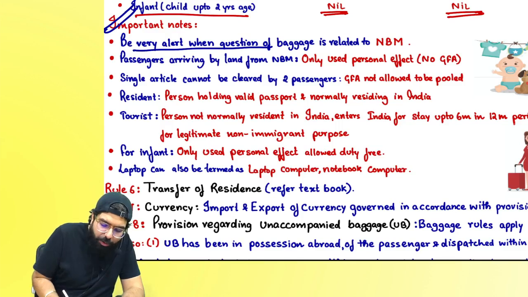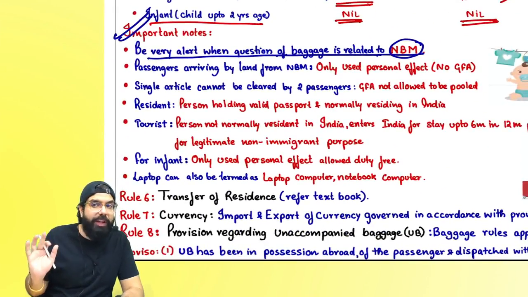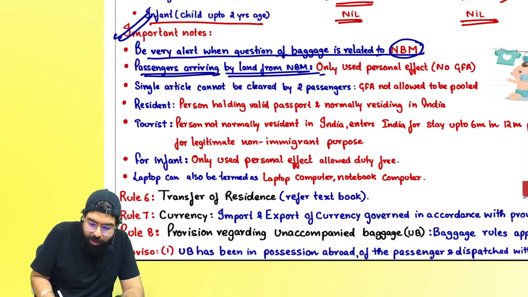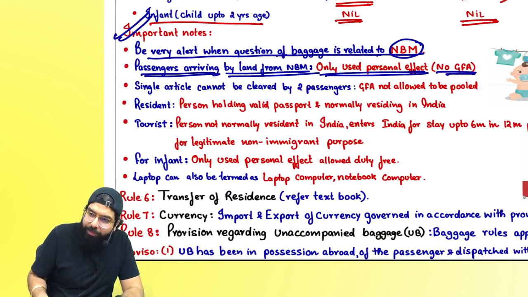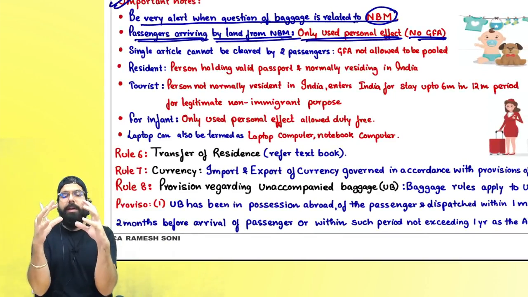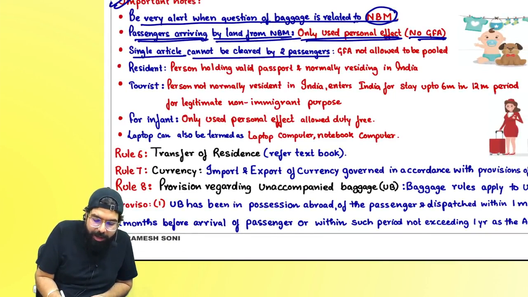Sir, be alert when the question of baggage is relating to Nepal, Bhutan and Myanmar, never go ahead and allow 50,000. It is always 15,000. Passenger arriving from land, only use personal effect is allowed, no general free allowance. Sir, can two passengers get one item cleared together? No, always remember, a single item cannot be cleared by two passengers. General free allowance is not allowed to be pooled.